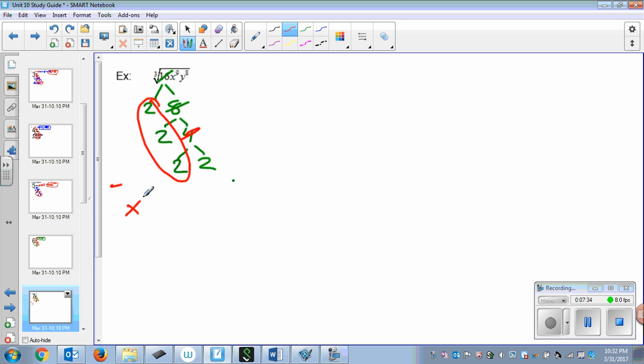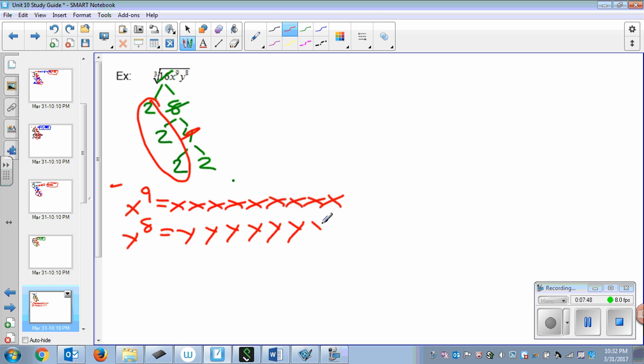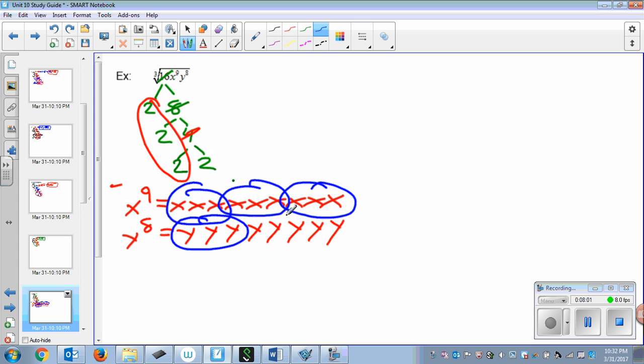So I have x to the 9 is 1, 2, 3, 4, 5, 6, 7, 8, 9 x's. Y to the 8 is 1, 2, 3, 4, 5, 6, 7, 8. And I'm doing the same thing here. I'm looking for groups of 3. So I have 1, 2, 3 groups of 3 x's, and 1, 2 groups of 3 y's with 2 left over.